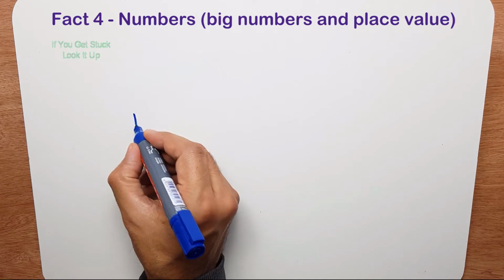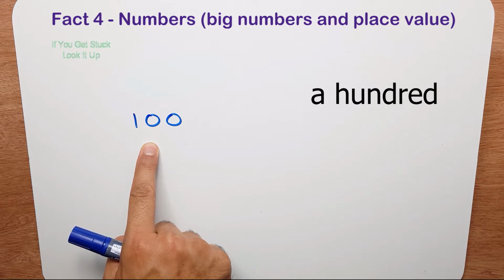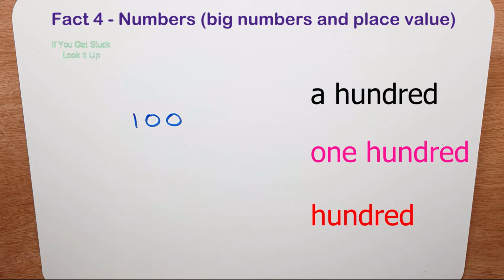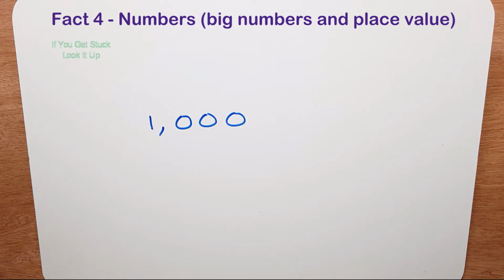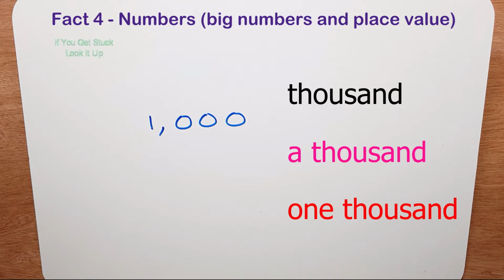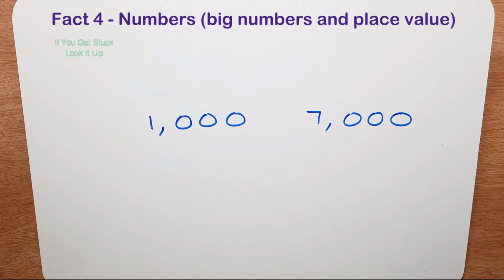Now I'm going to write this number here. We can say that this is 100. So sometimes we'll say, just give me 100 please. And sometimes we can say, just give me 100 please. In the same way we can do this. So if somebody asks you how much would you like, you can say 1,000. They all mean the same thing. So this one here is 7,000.